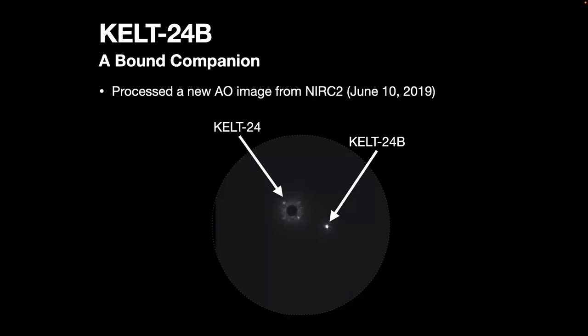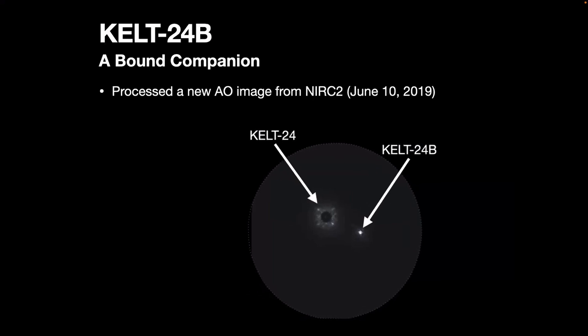So to dig into this a little bit further, we were able to process an already existing AO image that was just sitting on the Keck archive, unpublished and unprocessed, using NIRC2, which was taken, I think, June 10, 2019, smack dab in the middle of when the two papers were published. One was June 7th, one was June 12th. So there's a little irony in that too, that this was taken back then. And as you can see here, we have KELT-24, which is masked out a bit, and then we have KELT-24b, which you can see down and to the right.